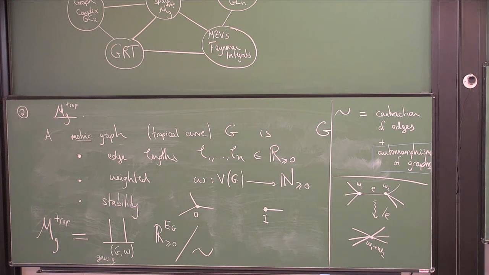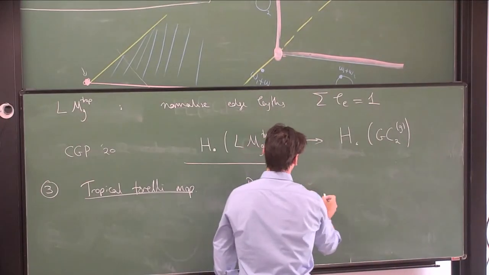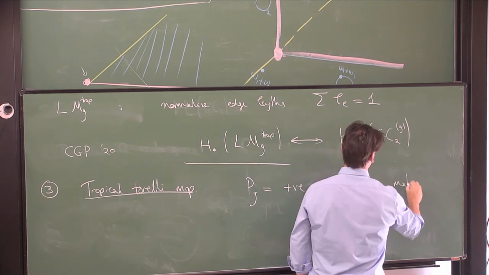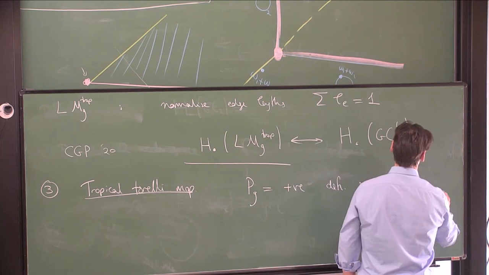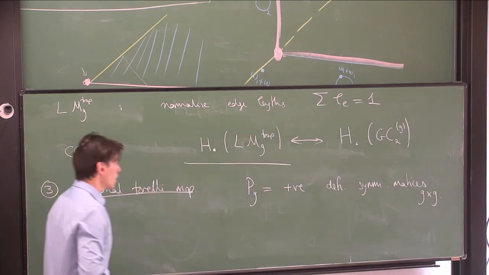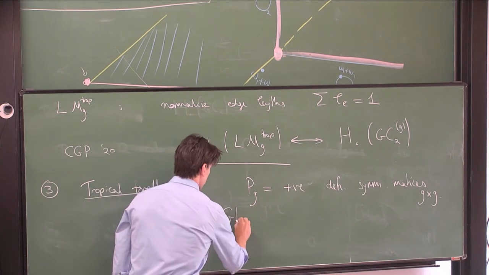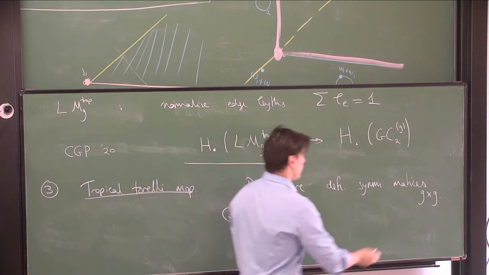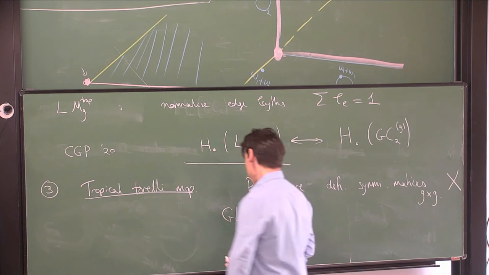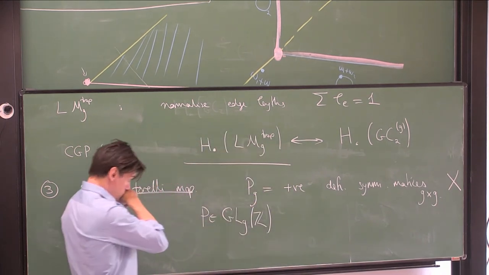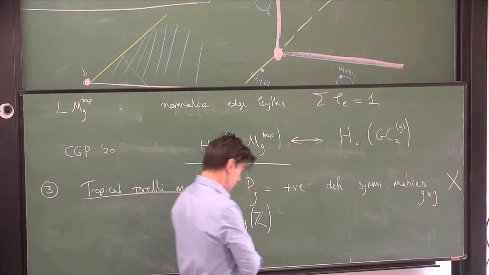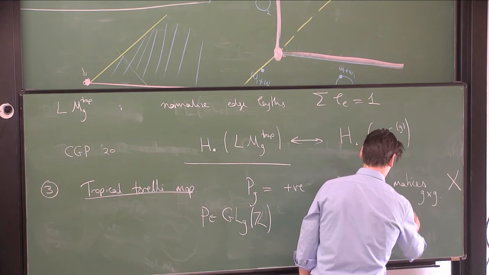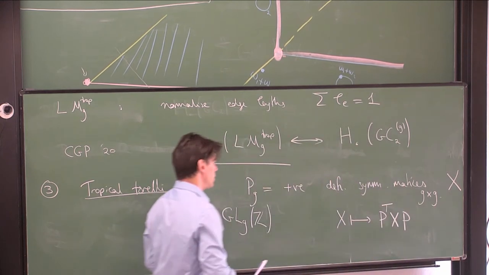So now let me take P_g to be the space of positive definite symmetric matrices, which are g by g. And upon it acts GL_g(Z). If I have a matrix called X, and I take an invertible matrix P of rank g with integer coefficients, then it acts upon X via X goes to P transpose X P.